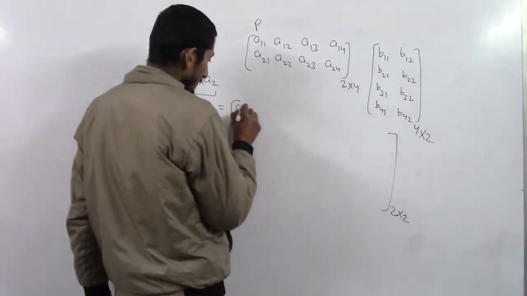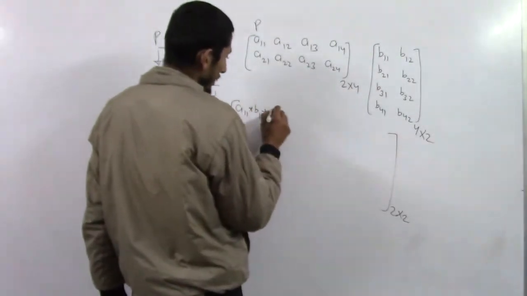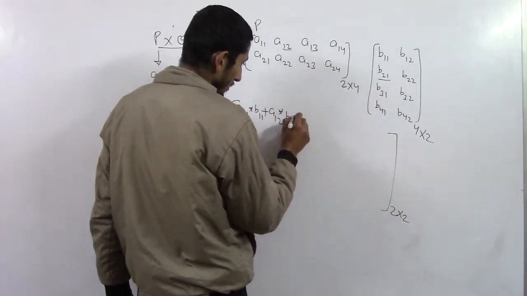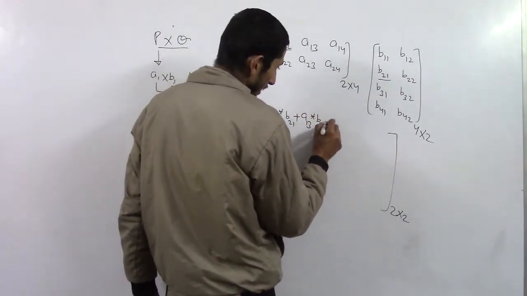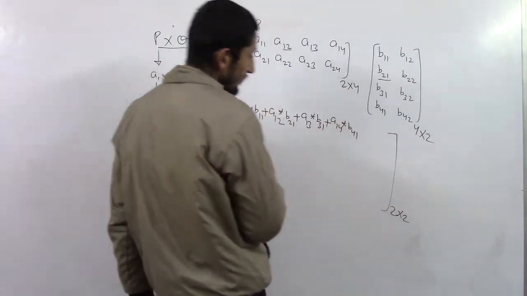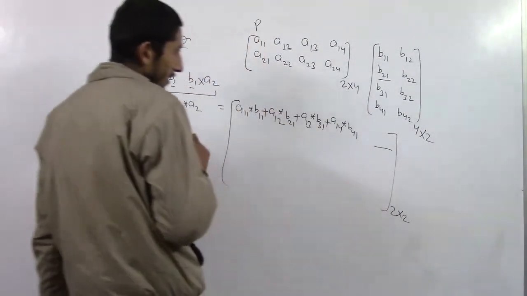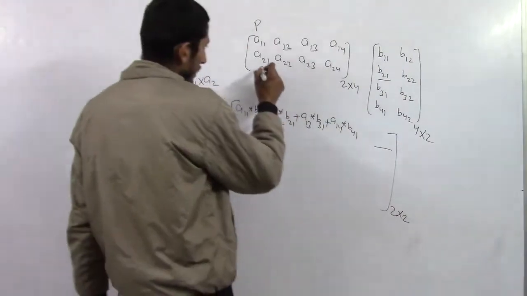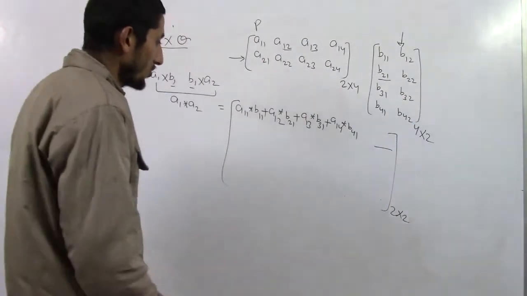Okay, so let me multiply. First A11 multiplied by B11, then plus A12 multiplied by B21, plus A13 multiplied by B31, and at last A14 multiplied by B41. Are you following this? In a similar manner I can find the other elements. I am writing the last one also. The moment I multiply this row with this column, I will get the fourth element. So let me write down this one.